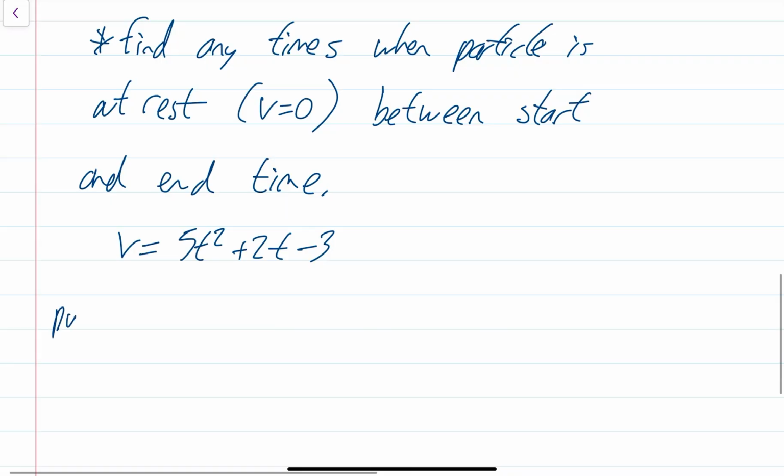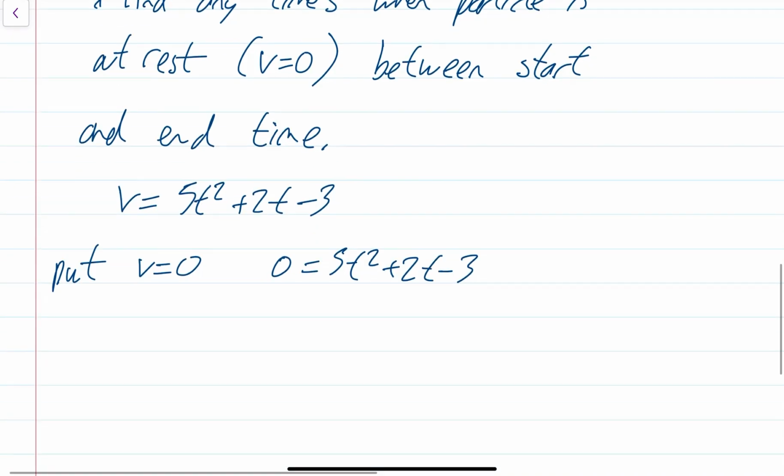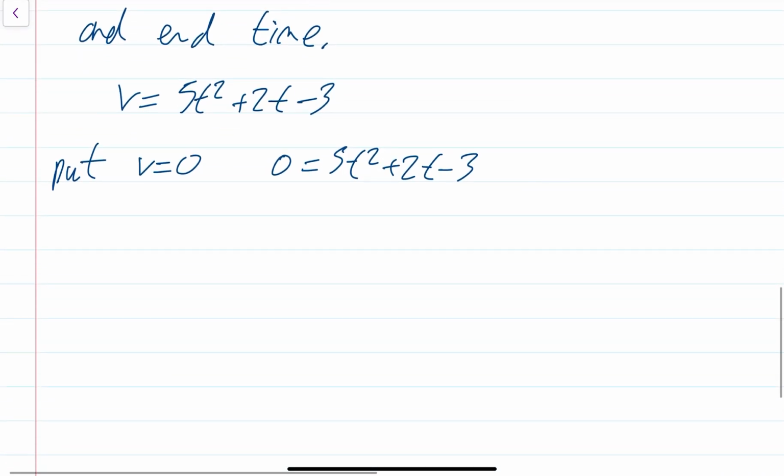So we're going to put V equal to 0. So that 0 is equal to 5t squared plus 2t minus 3. I'm going to just do this out. Sum and product. Sum is equal to 2. My product is not equal to minus 10, it's equal to minus 15. So my two numbers are plus 5 and minus 3.